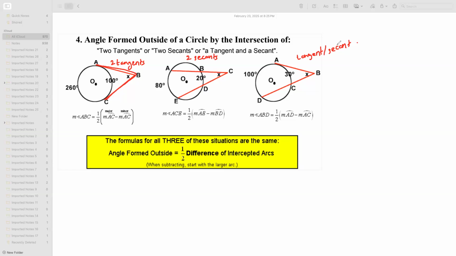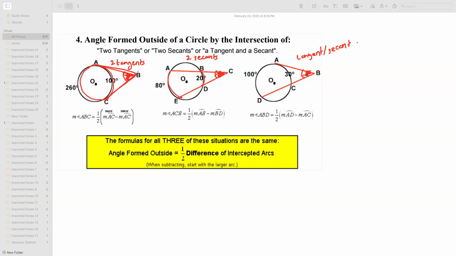In all the three cases, it's pretty much the same formula. Whatever the angle formed outside of the circle, that angle is equal to half of the difference of the intercepted arcs. What is the difference of the intercepted arcs? There are two arcs involved when you look at it. So the bigger arc minus the smaller arc. So half of the difference will be equal to the angle value. Am I making sense? This one is in the notes.